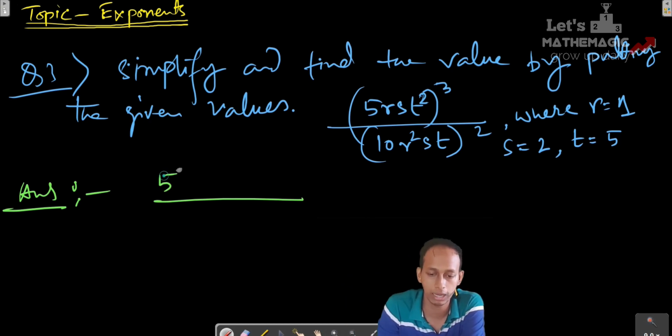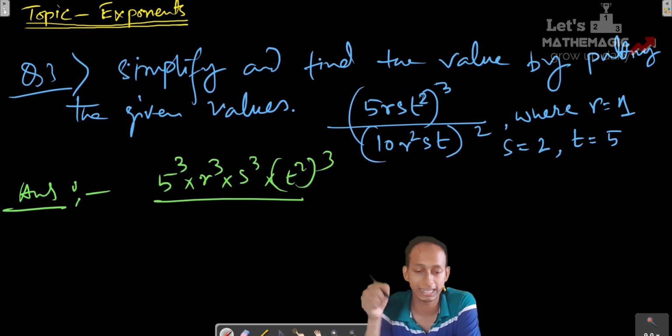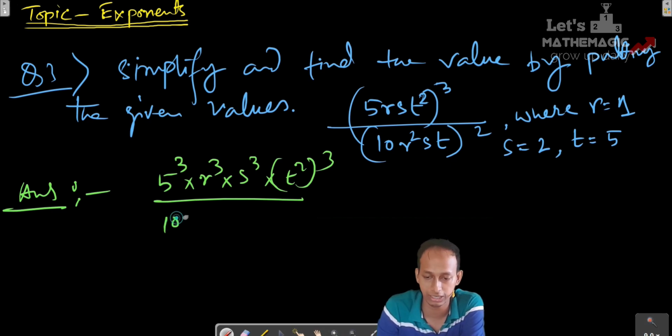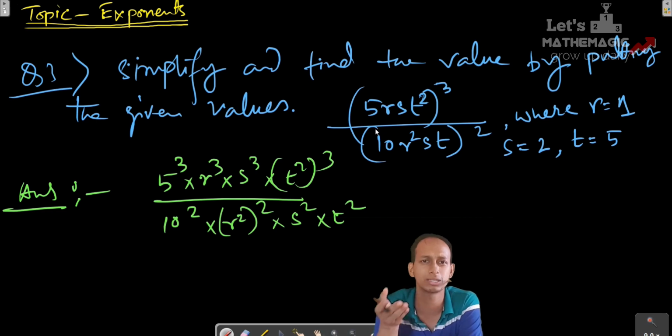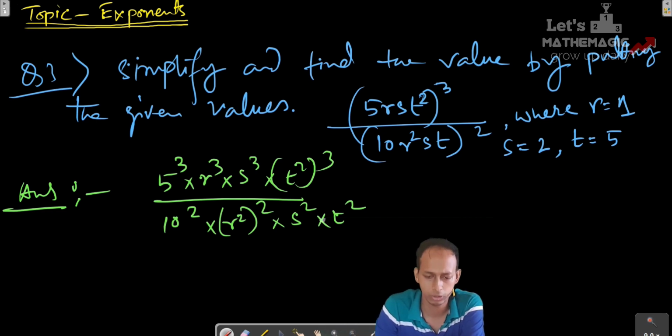Like the next step should be 5 to the power 3, r to the power 3, s to the power 3, and t square to the power 3, right? And in the denominator we also will apply the same thing, that is 10 to the power 2, because 2 is in the power, then r square to the power 2, then s to the power 2 means s square, and then t square, right? I hope all of you have understood, because if you are following the video from the beginning, you can understand this sum as well, because I have already discussed which formulas we are using right now.